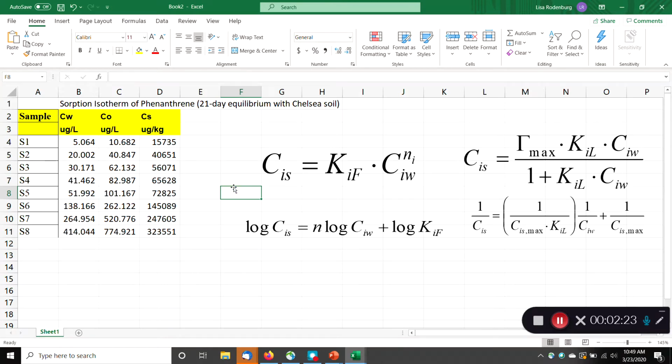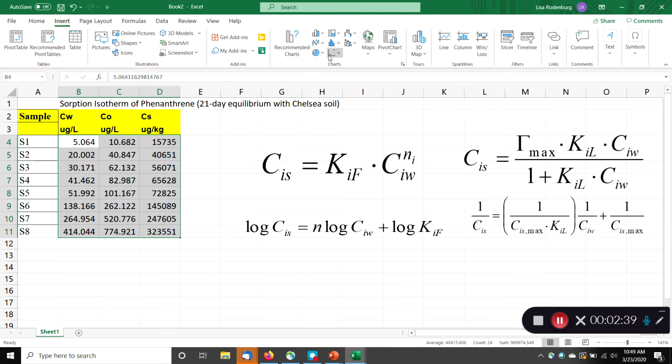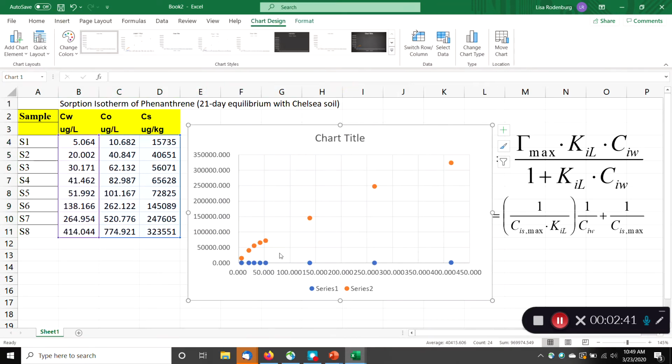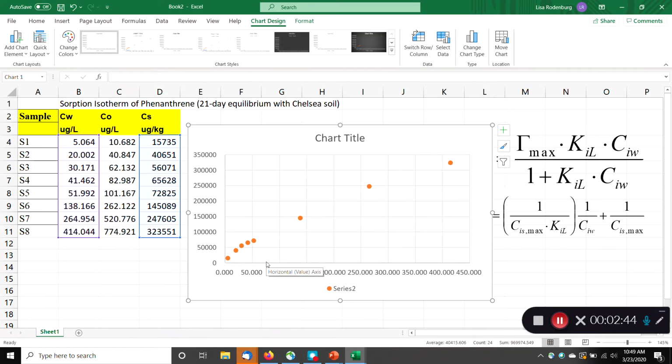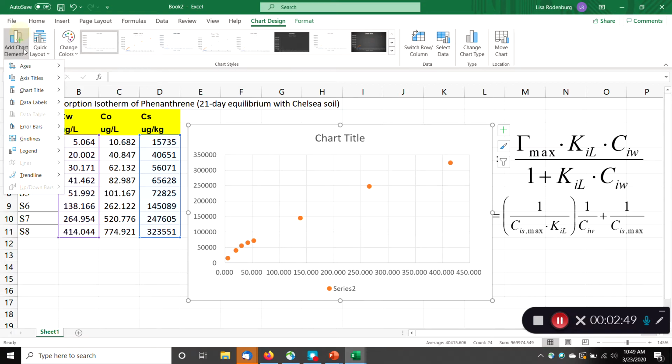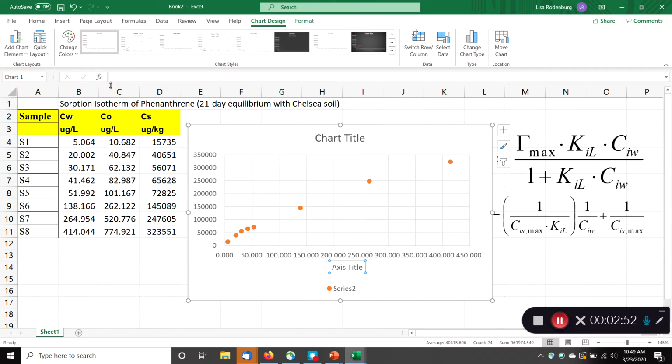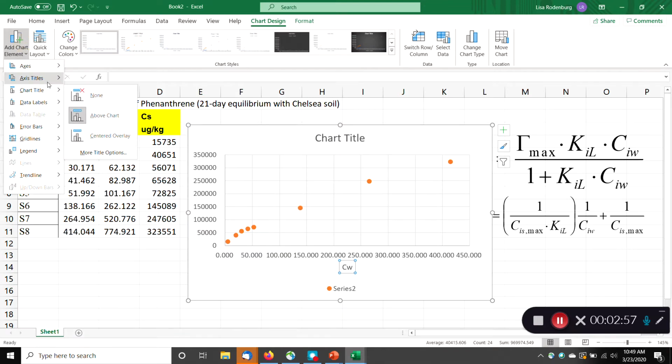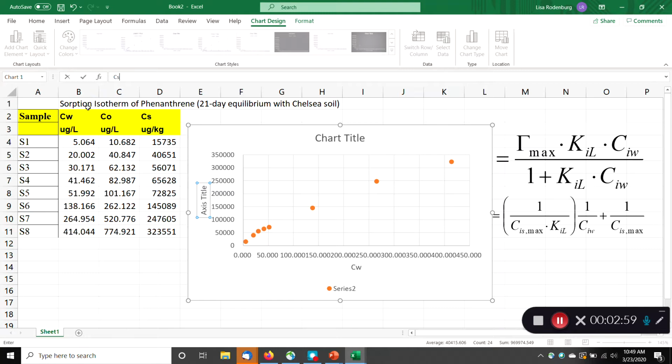All right, so now we have this data, and we want to fit it to a sorption isotherm. So what a sorption isotherm is, is CS versus CW, right? So one way to do that, insert chart here, and then this is the extra data we don't need, so I'm just going to hit delete. Okay, so there we go. So there's our sorption isotherm, and we might want to give our axes some titles. So the horizontal title would be CW. And the vertical axis here would be CS.